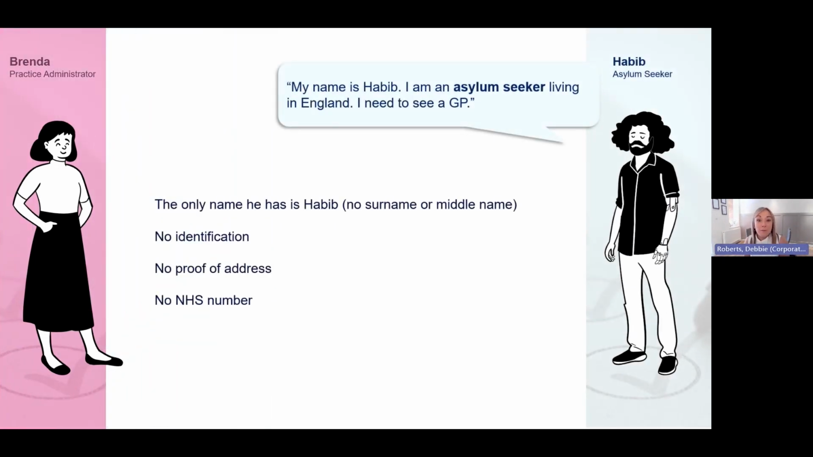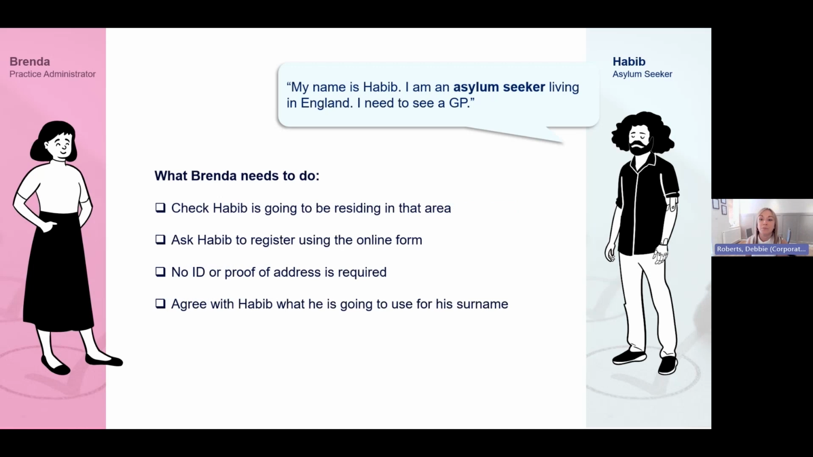Okay, so we have Habib, and Habib is an asylum seeker who's now living in England and he needs to see a GP. Now, when Habib has come to register, he has only got one name, which is Habib. He doesn't have a middle name or a surname. He's got no identification, he's got no proof of address, and he doesn't have any NHS number. So, what does Brenda need to do in this situation then?